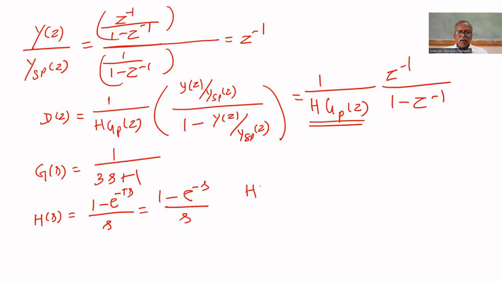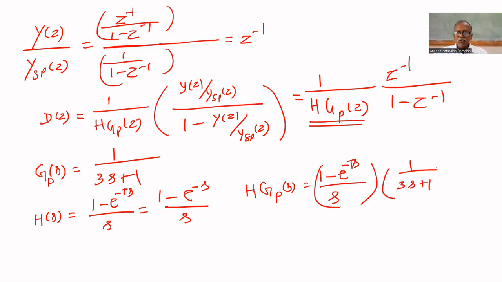Therefore, HGP of s, where gp is the process transfer function, equals 1 minus e power minus ts, sampling period is 1, upon s multiplied by the transfer function 1 by 3s plus 1. If you convert the delay into the z domain, you will get z power minus 1. That's all. e power minus s equals z power minus 1 if sampling period is 1.